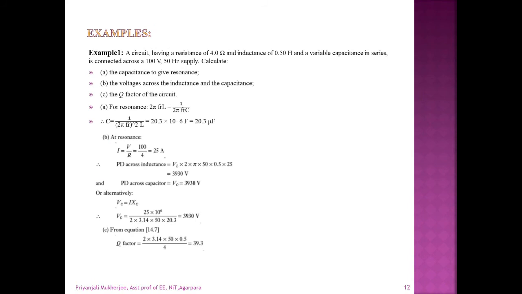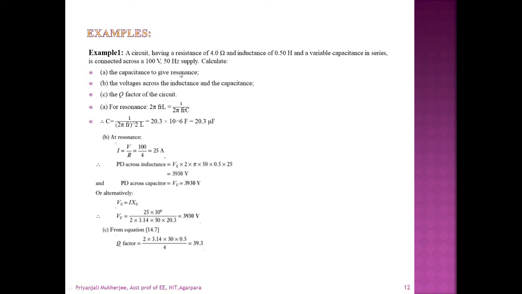So let us take an example. A circuit is given which has a resistance of 4 ohm and an inductance of 0.5 Henry. A variable capacitance is in series and it is connected across a 100 volt 50 hertz supply. We need to calculate the capacitance at the resonating condition, the voltage across inductance and capacitance, that is VL and VC, and the Q factor of the circuit.